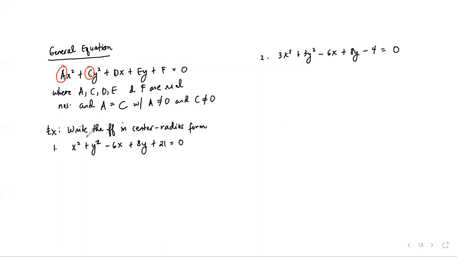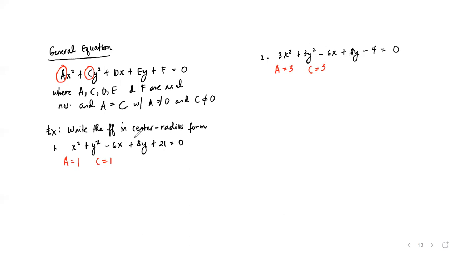So, in the following examples, we have x² + y² - 6x + 8y + 21 = 0. So observe here that a is equal to positive 1 and c is equal to positive 1. So this must be an equation of a circle. So for the second one, a is equal to 3 and c is also equal to positive 3. So which indicates that this equation is also a circle.